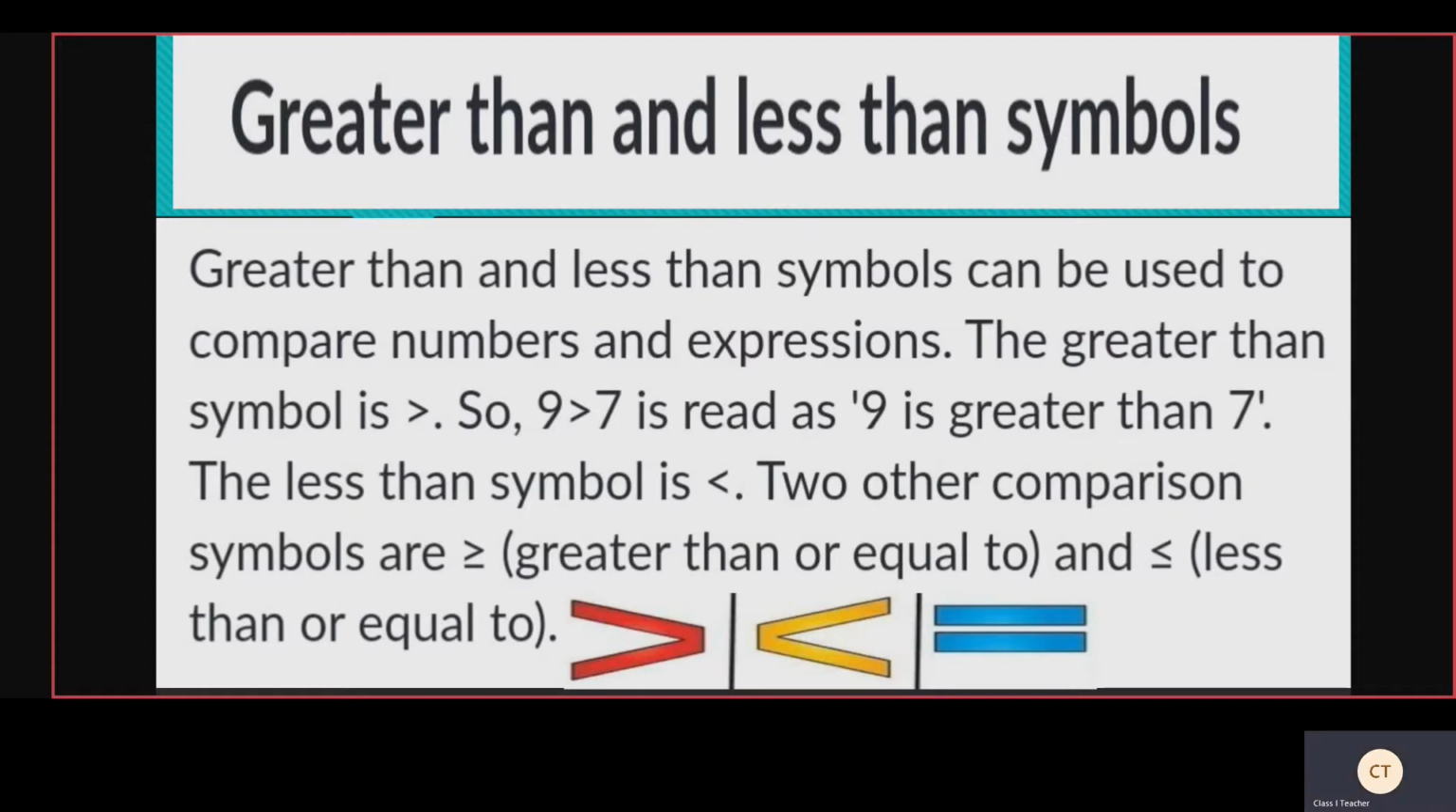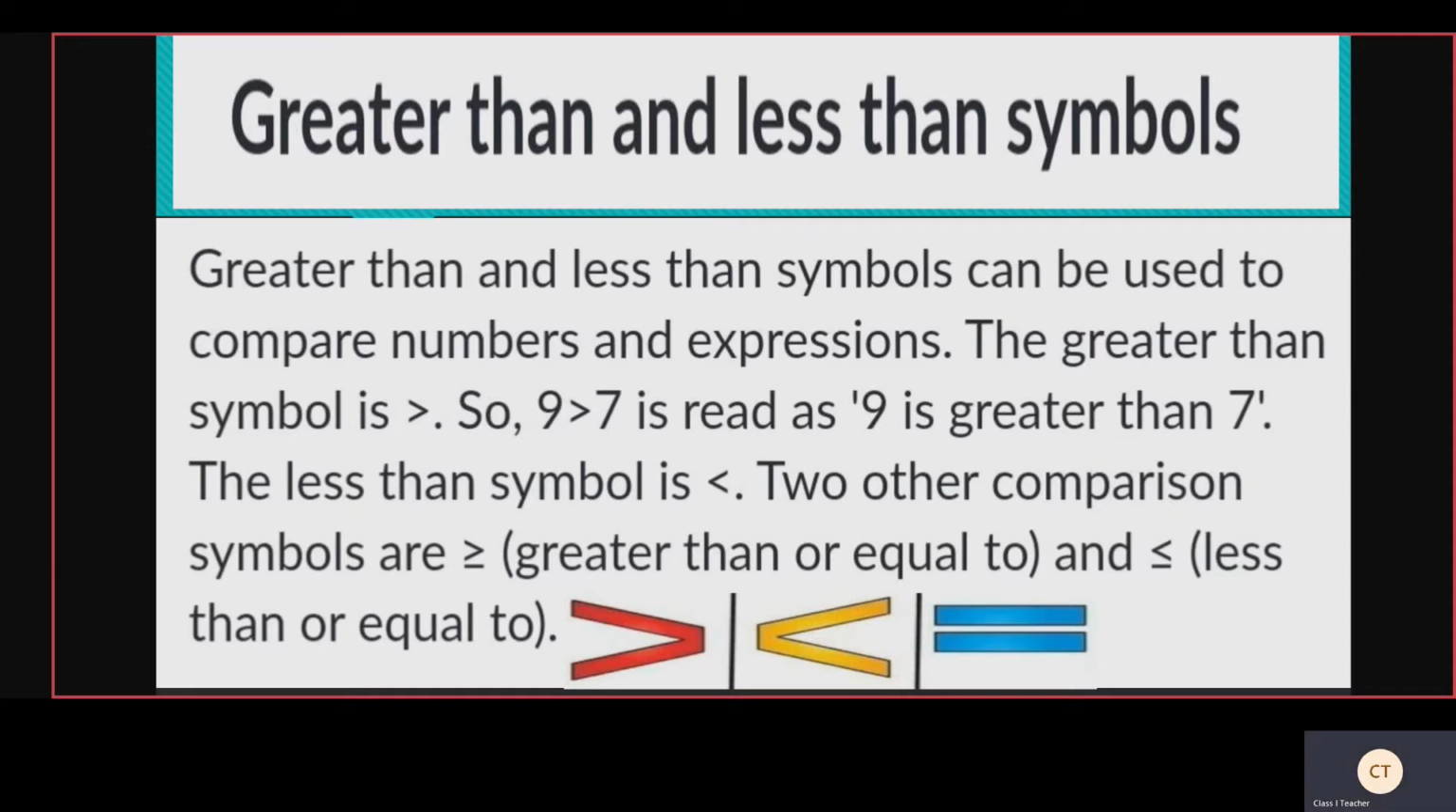Greater than and lesser than symbols can be used to compare numbers and expressions. The greater than symbol is, children, all of you look at this symbol, greater than symbol. Okay? So, 9 is greater than 7. Read as 9 is greater than 7.